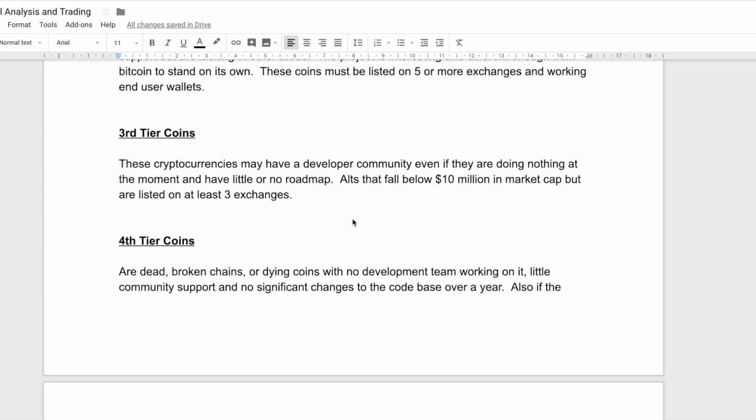These, in my point of view, and these cryptocurrencies may have a developer community, even if they're doing nothing at the moment and have little or no roadmap. Unfortunately, I would consider, believe it or not, Dogecoin in that group. I know I'm going to get a lot of hate for that, but I'm sorry.